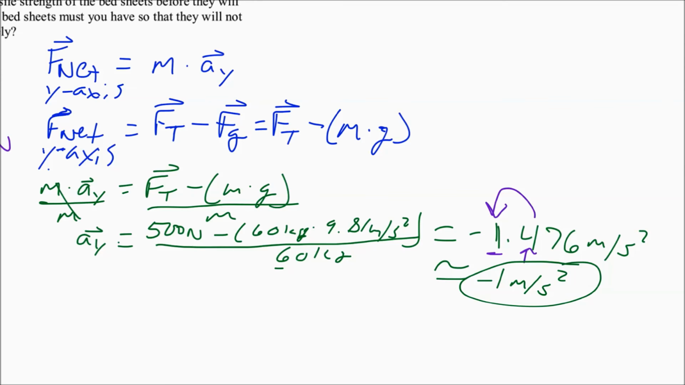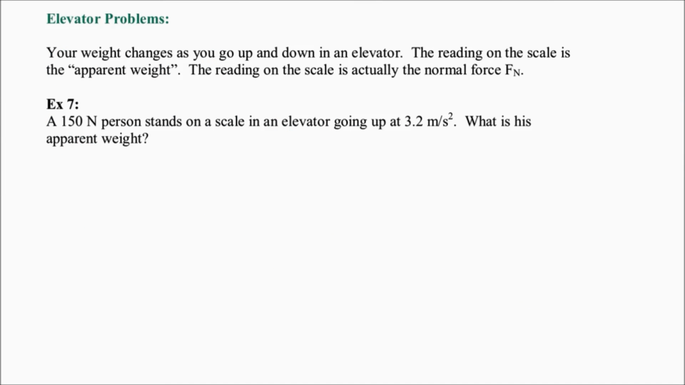Alright, let's do the next question. Okay, now we have what you might consider a special kind of Newton's second law problem. We call them elevator problems, and that's because they use what we call apparent weight. Alright, now the reason that we say it is an apparent weight is because depending on the motion of an elevator, the object inside can appear to change their weight. Alright, and that's because of the upward and downward acceleration in the y-axis.